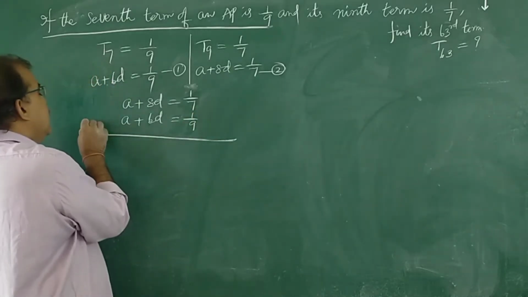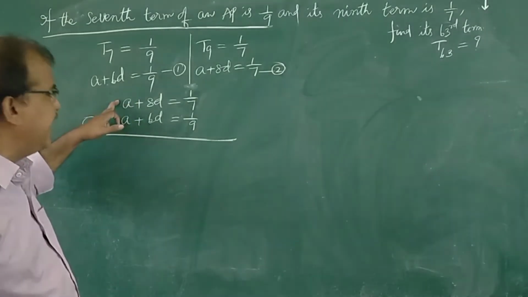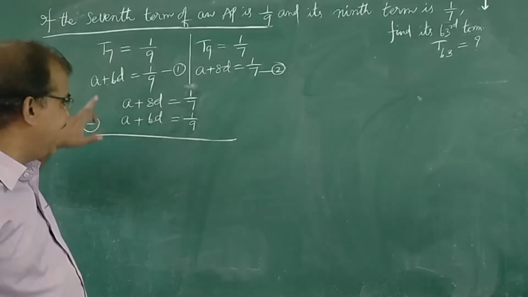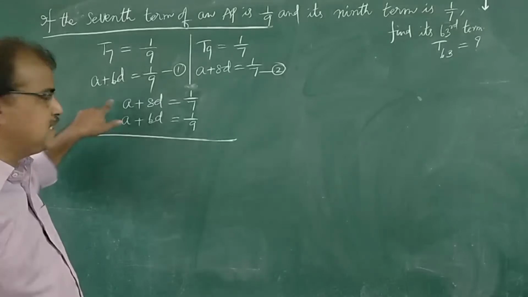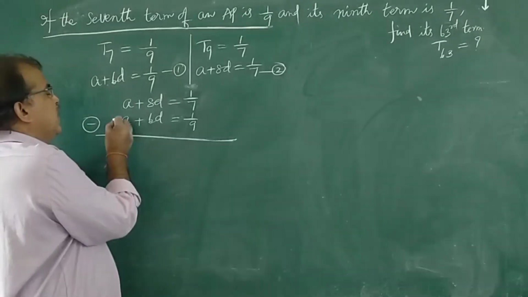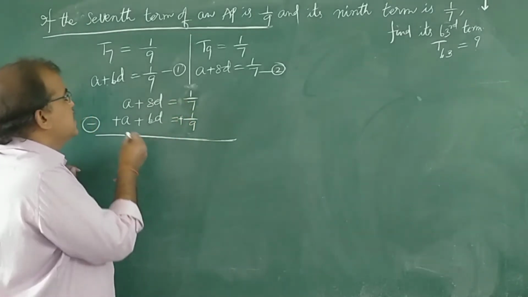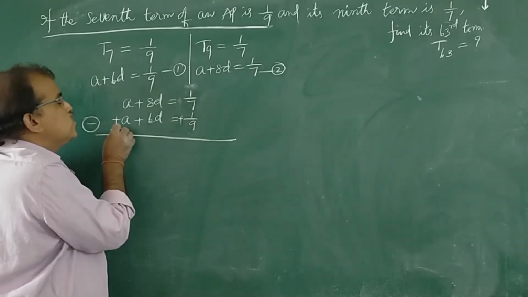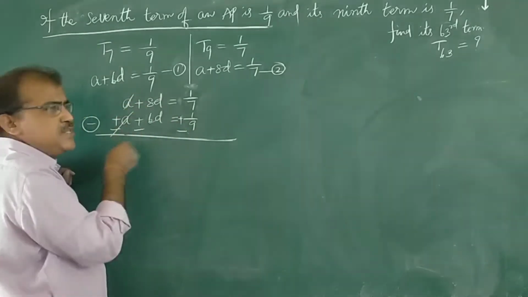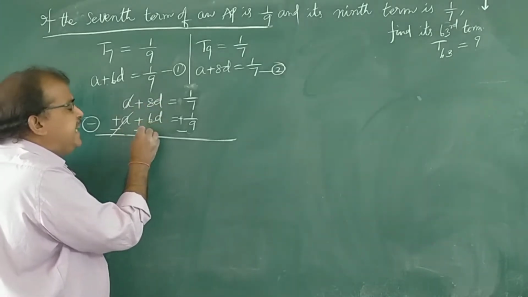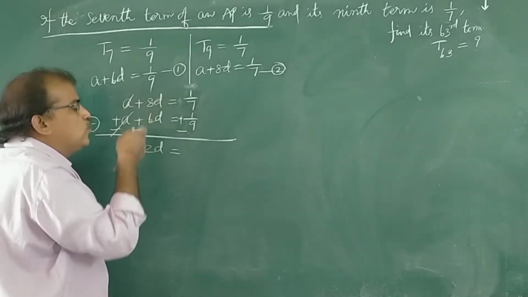You know very well, it is subtraction only. I am eliminating A: both are plus A and plus A, the same symbols, so I can go for subtraction. Because of the minus, the plus signs become minus. So A and A will be cancelled, 0. 8D minus 6D is equal to 2D.